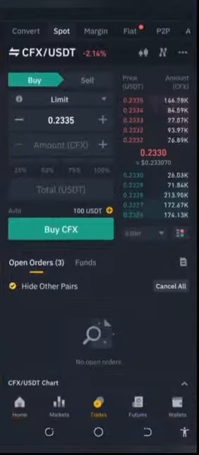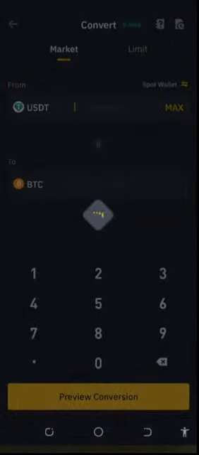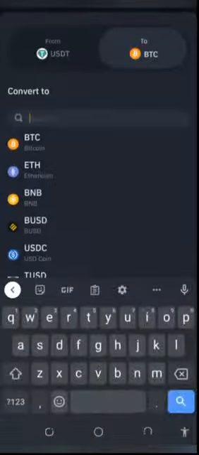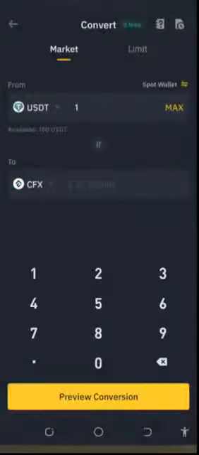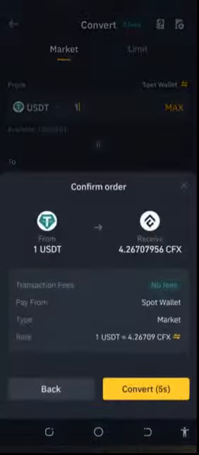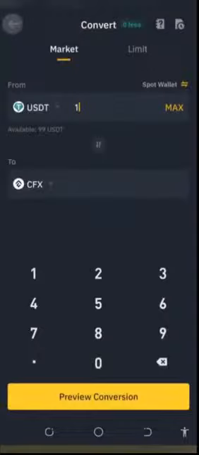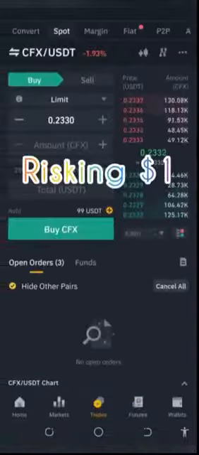Okay. So first off, because this is in the spot trading section, we can't do anything less than $10. So let's go into convert. I'm going to do this in convert. Let's see how much we will get. Okay, let's put $1 here, and then we go check for CFX. Can we change this? I don't know, let's find this out. It looks like we can. Let's just go ahead and change this. So what do we have? We've got 4.26 CFX. Okay, let's go ahead and do this. We're just risking $1, that's fine. So we have $99 left.